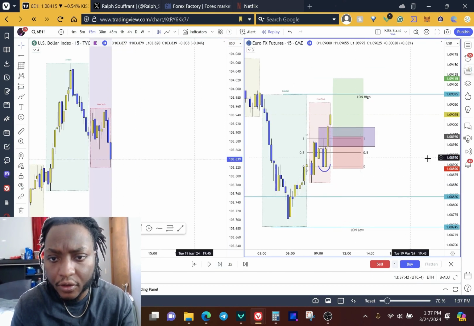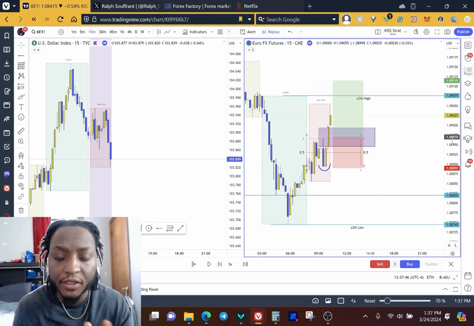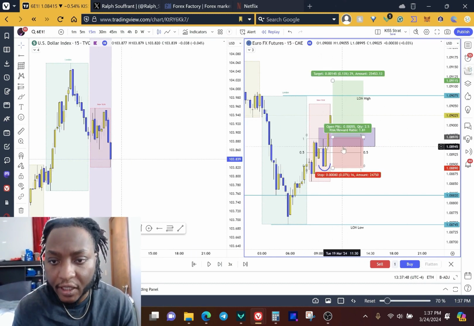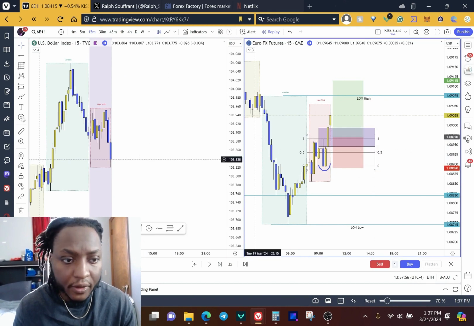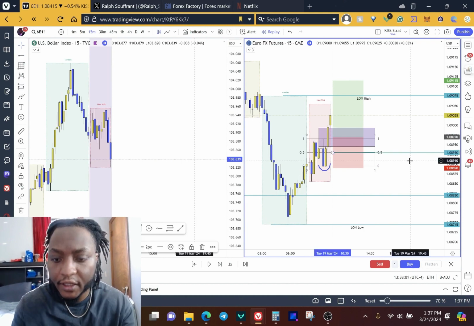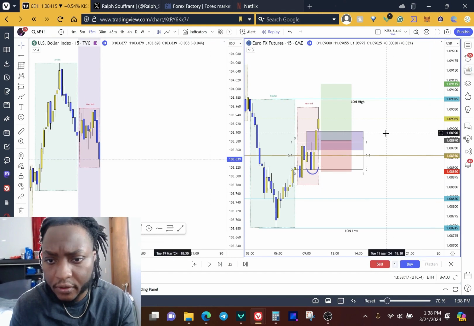Now going back on EU, at this point I have the order placed, and I'm waiting to see if price is going to come back in and tag us in, and then I want to see it respect the mean threshold of the order block right here, this 0.5 level. Actually, I will make this a different color and I will make it stand out a little bit.